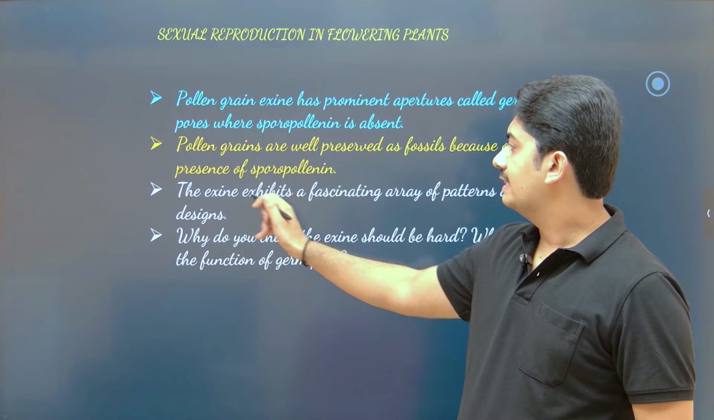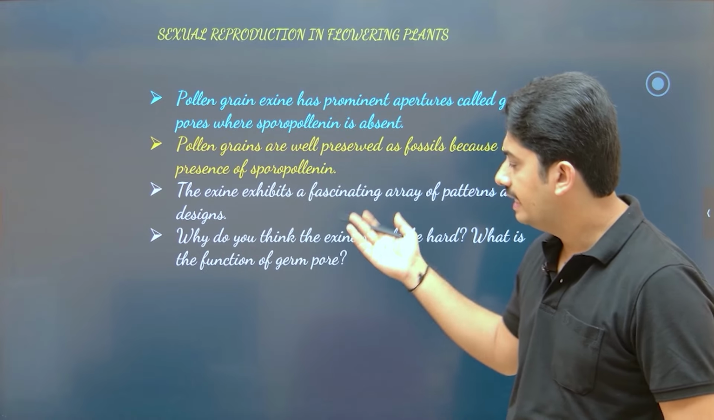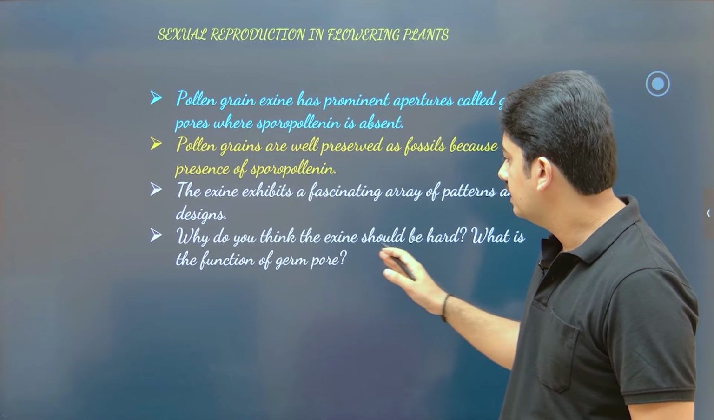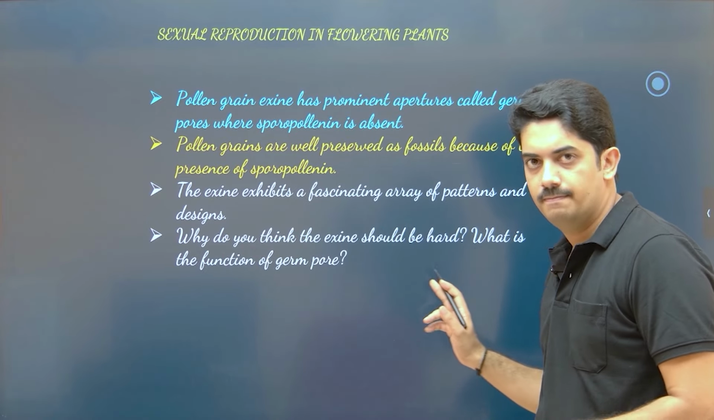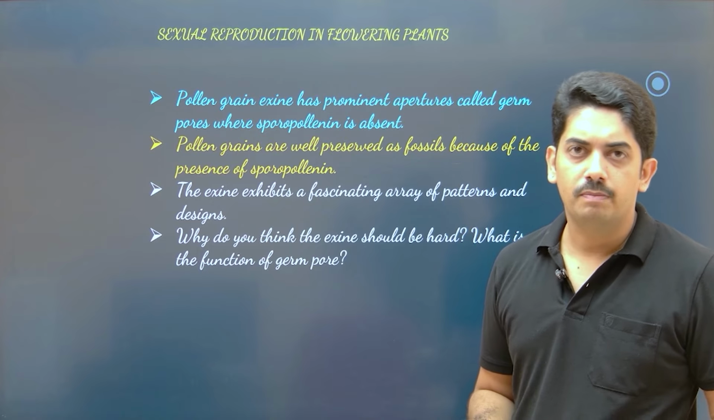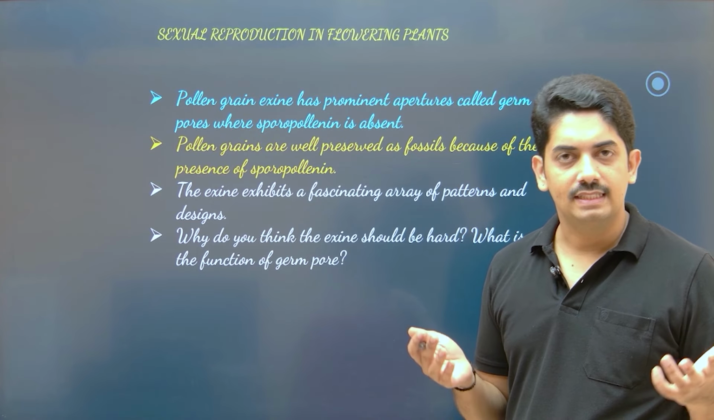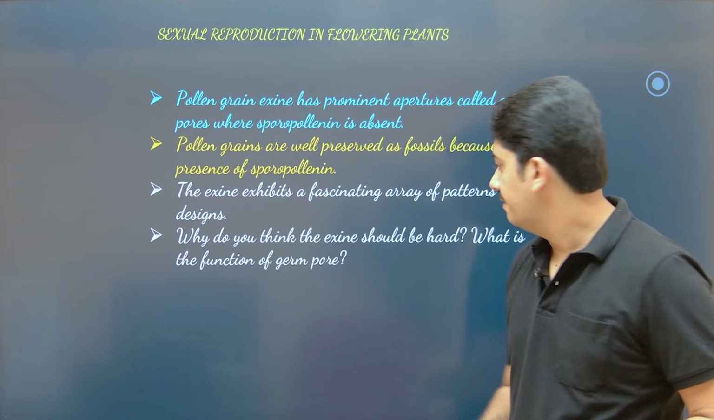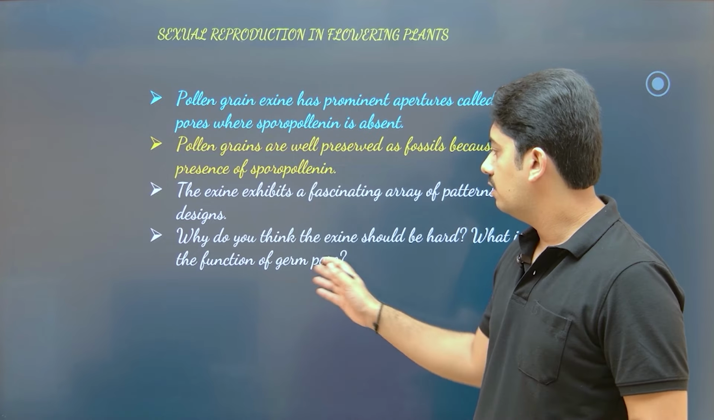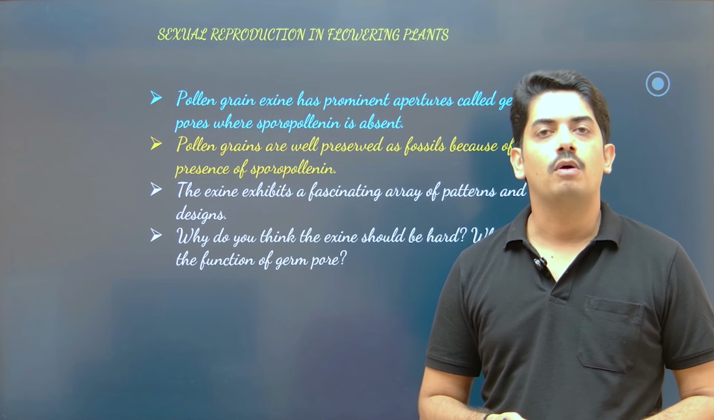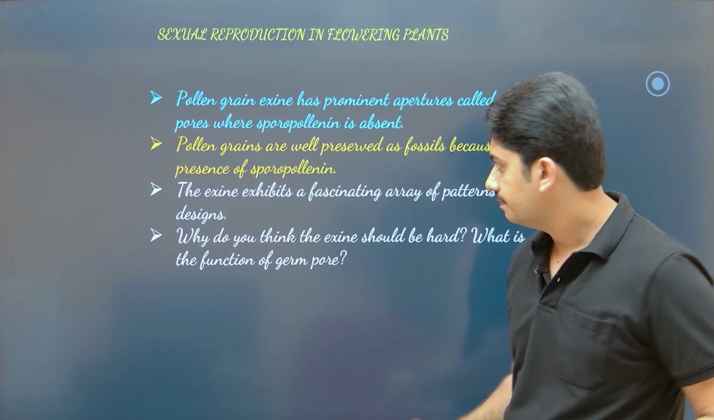Okay, the exine exhibits a fascinating array. And why do you think the exine should be hard? Because it is the layer which protects the pollen grain. And what is the function of the germ pore? It helps in the formation of the pollen tube.